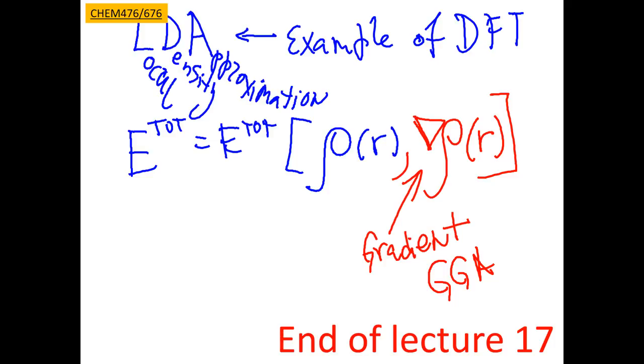Interestingly, it depends only on density. There are no gradients of density. There is no density at different points. So it depends only locally on the density evaluated at one point of space, local. Therefore, this Thomas-Fermi theory serves as a first step to the so-called local density approximation.